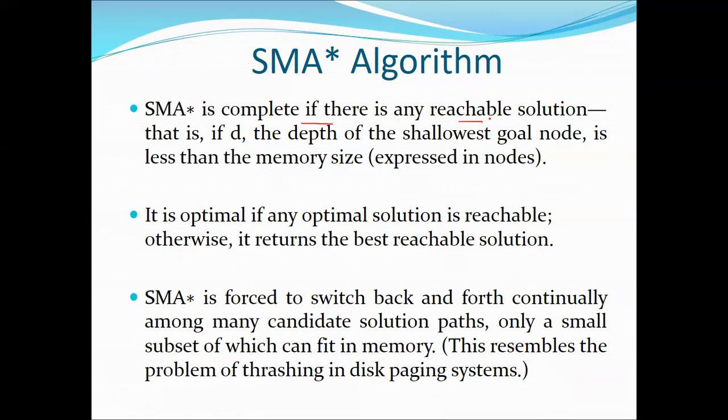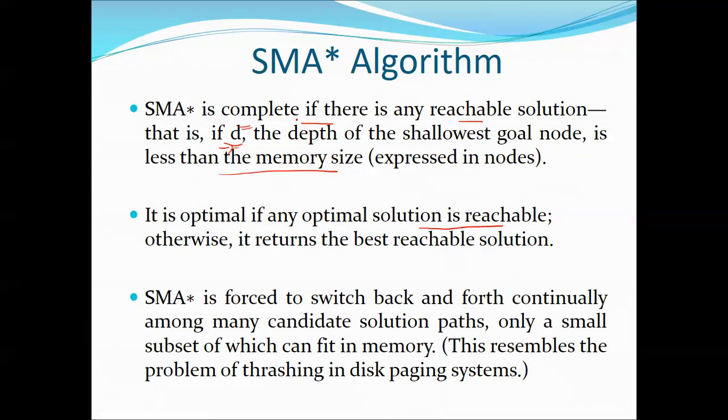So if the solution is reachable, then it is complete. That is, if d, the depth of the shallowest goal node, is less than the memory size, then it is complete. That is, it will find a solution. It is optimal if any optimal solution is reachable. Again, it depends on the memory. That is what it says.